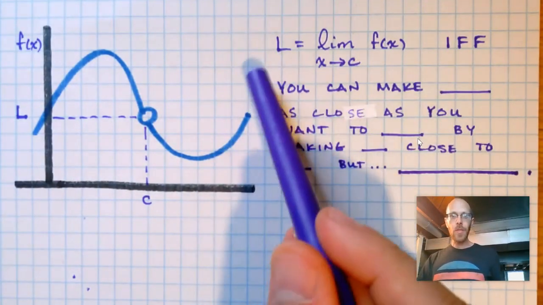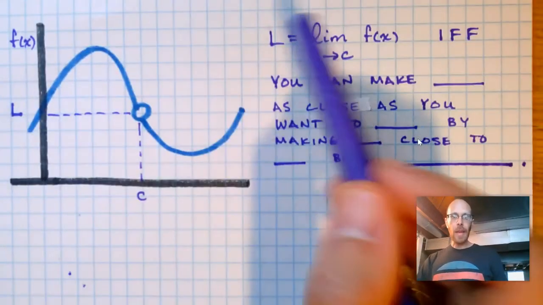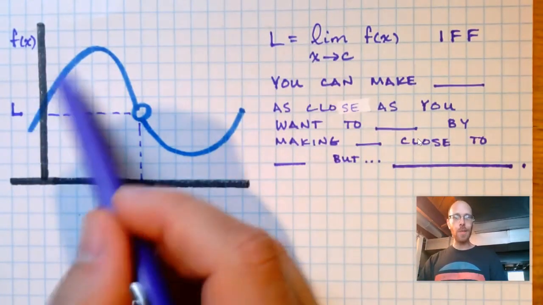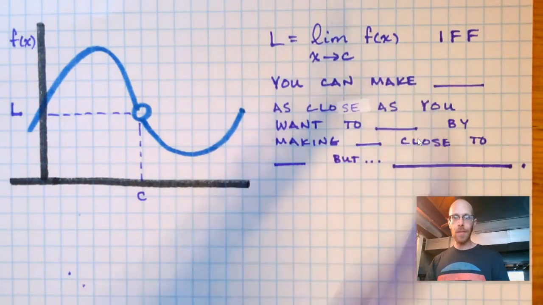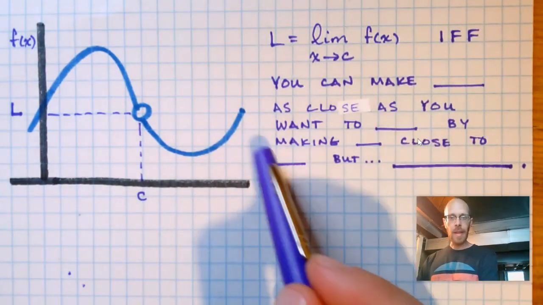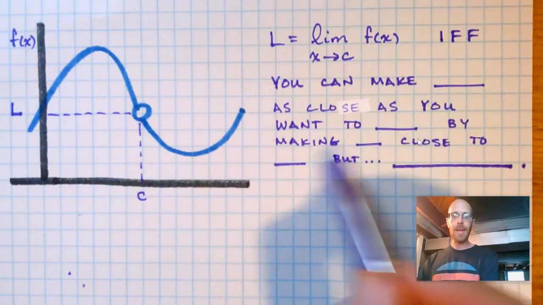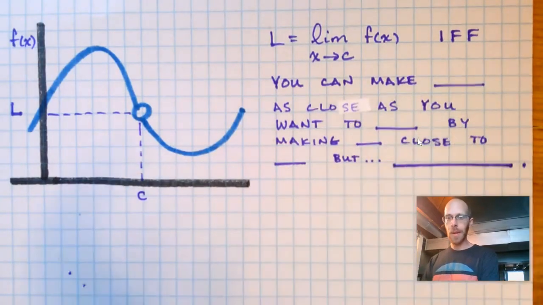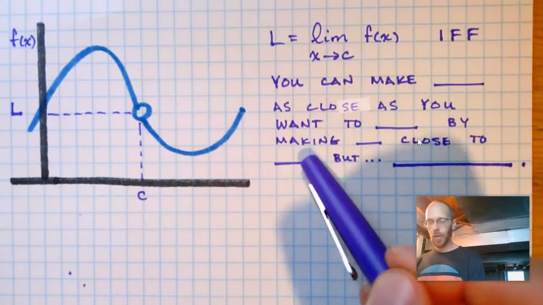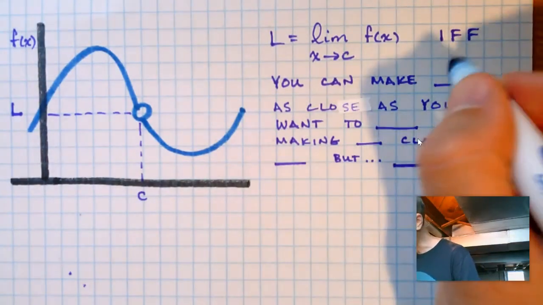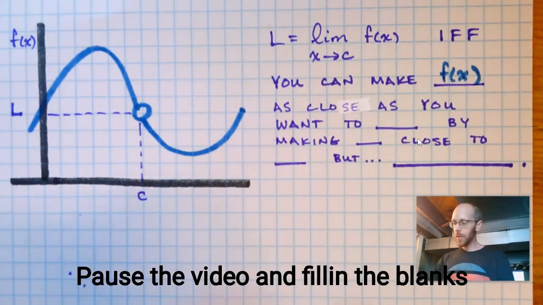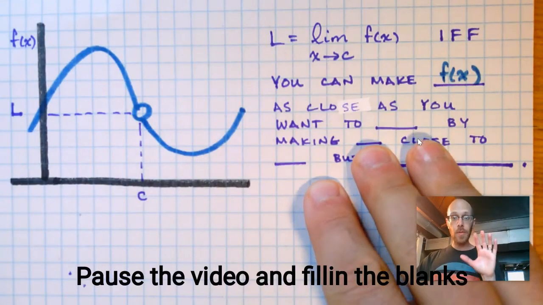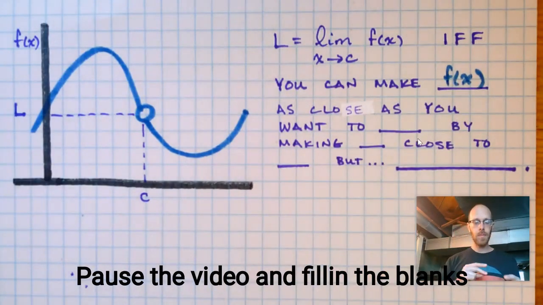I'm going to give you a statement. Here's our statement. It says that L, here's L right here, is the limit of this function in blue as it approaches c. That's what that says. If and only if you can make something as close as you want to something else by making something close to something. Don't worry about the but. I want to see if you can fill in those 4 spaces. And I'll tell you what, I'm actually going to give one to you. f of x. All right, so I'm going to be quiet for a moment. You pause the video, see if you can write this down, and then see if you can fill in those 3 spaces.